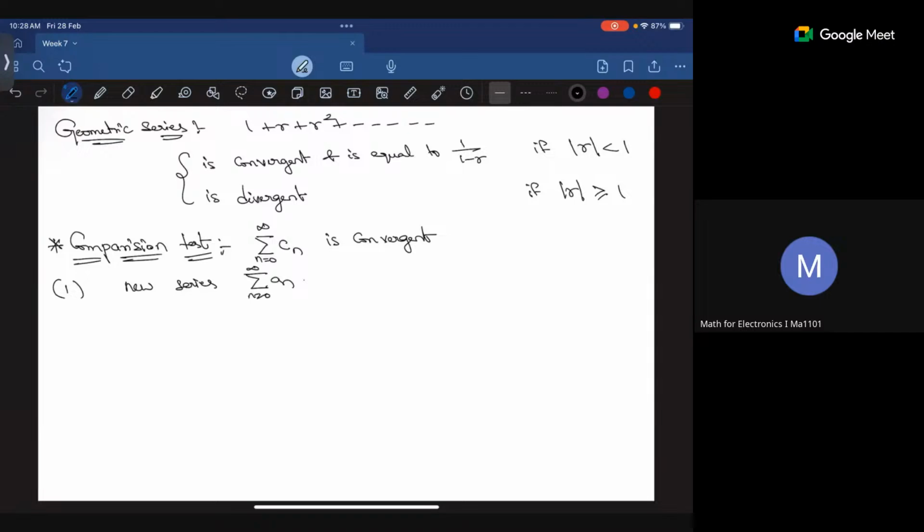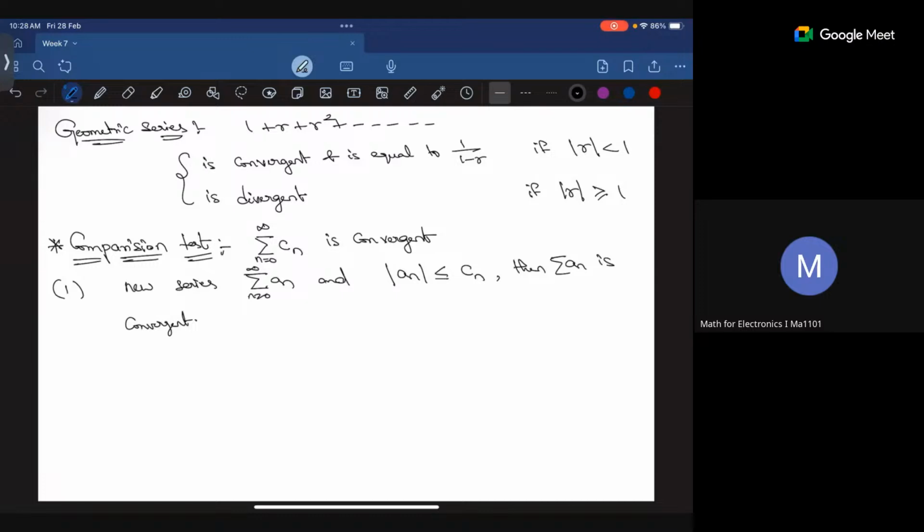So you have a new series an, and along with this, the absolute values of each of the terms are lesser than or equal to this Cn. Okay, so the absolute values of these are lesser than or equal to each of the terms in this series, then the series an is convergent.